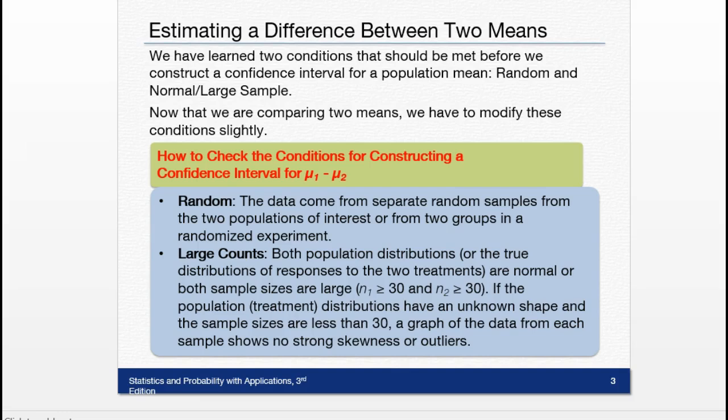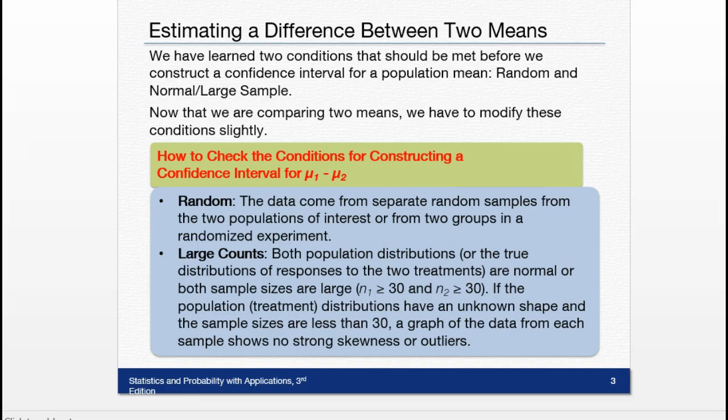So we've learned two conditions that should be met before we construct a confidence interval for population means: random and normal/large sample. Now we're comparing two means, so we have to modify these conditions a little bit. For random, what do you have to do? The data have to come from separate random samples from the two populations of interest, or from two groups in a randomized experiment. So you have to identify that both of the samples are random or that the experiment was randomized.